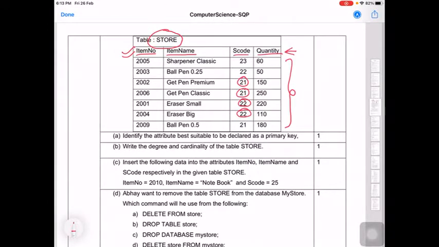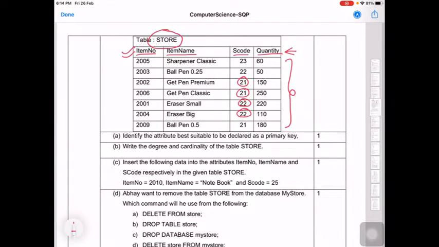Whenever you are writing degree and cardinality, please be clear in your mind that you are writing the correct values. What happens sometimes is you just swap the values. You write degree in place of cardinality and cardinality in place of degree. So degree means number of columns, cardinality means number of records.